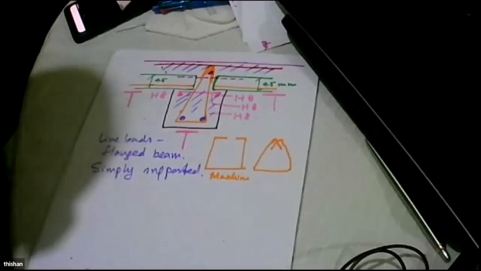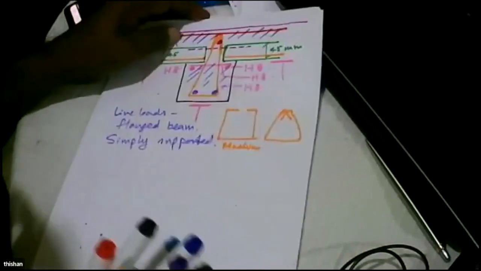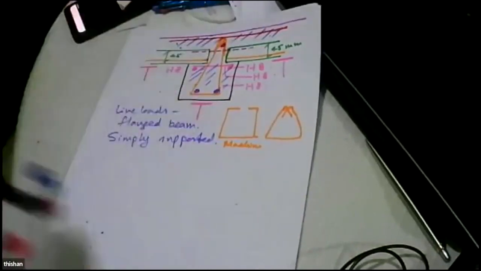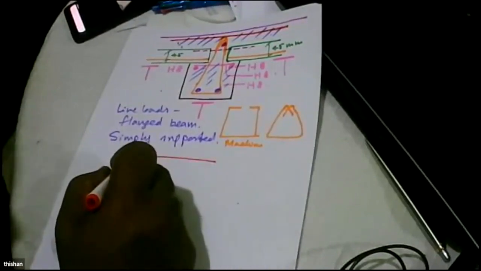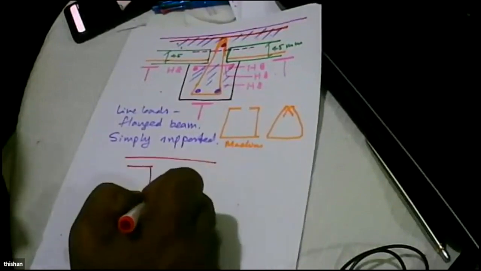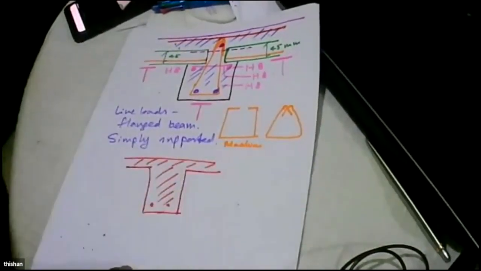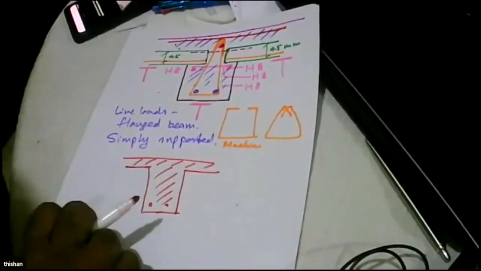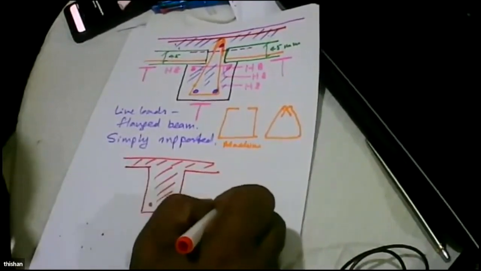Yes, sir. Argument is clear. Because we are considering that we put props. We put props for the beam. So basically, why we put props? The beam behaves as a flange beam, because it's all linked properly, but simply supported.